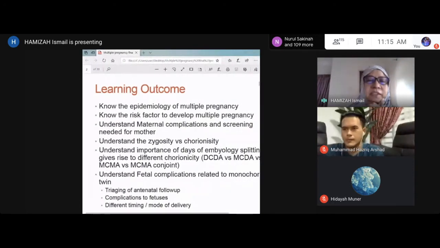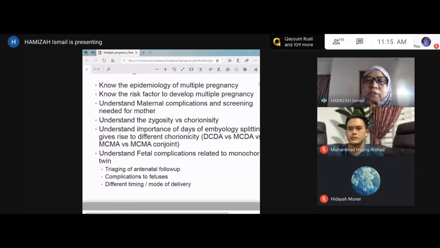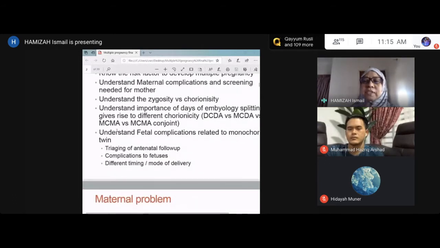screening in the mother. What to screen for the mother in the first trimester, what to screen in the second trimester. Understand zygosity versus chorionicity, understand the importance of days of embryo splitting that cause the different types of chorionicity.